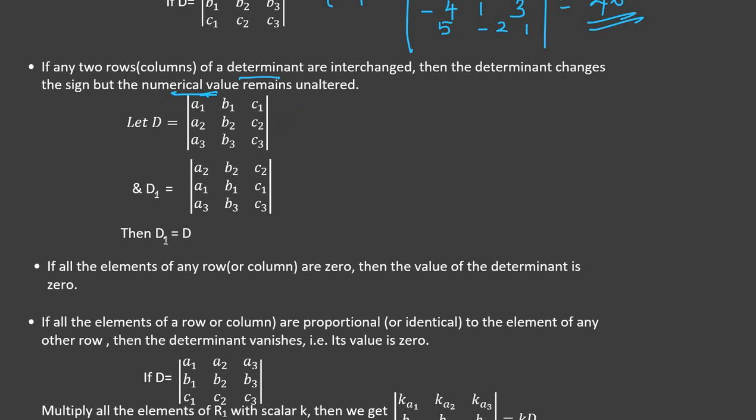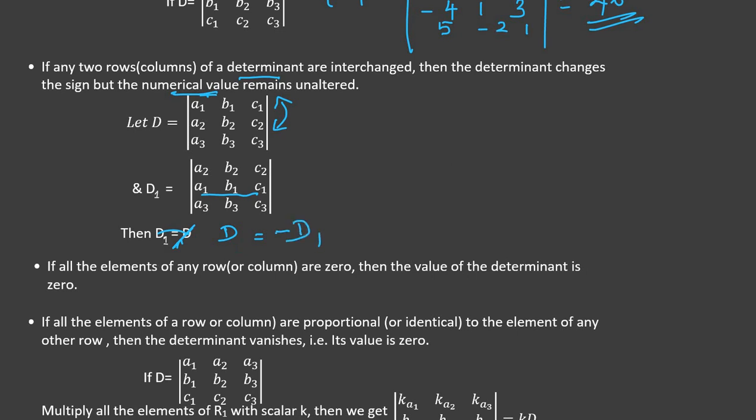Here the first row and the second row are interchanged. So D1 here has A2, B2, C2 in the first row, and A1, B1, C1 comes to the second row, and therefore we give the minus sign for the determinant. This is minus of D. Here D1 is equal to minus D, or we can say D is equal to minus D1.